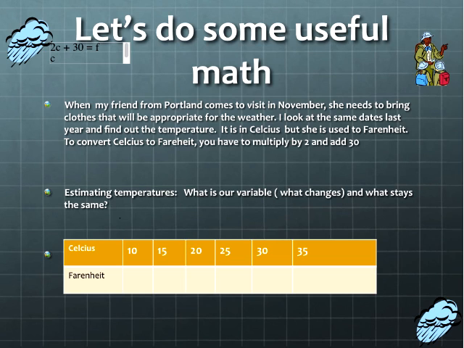So we figured out 2C plus 30 equals F, where C is Celsius. And remember, we're always defining what our variables are. And F is Fahrenheit.